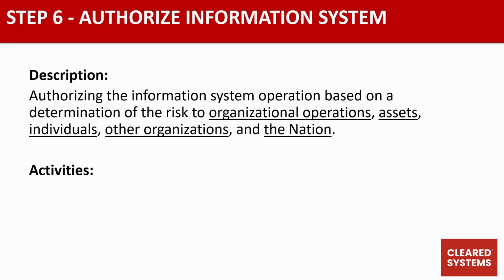Step number 6, authorize information system. The next step is to authorize the information system operation based on a determination of the risk to organizational operations, assets, individuals, and other organizations and the nation. This involves preparing an authorization package, submitting it to review, and determining risks to issue an authorization decision.